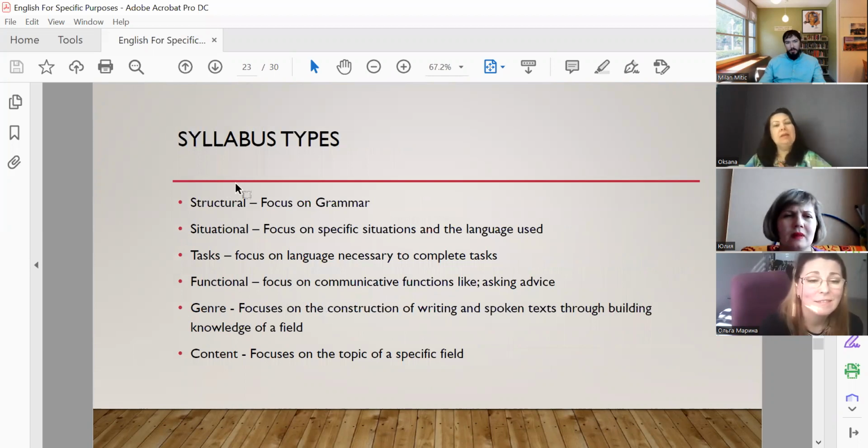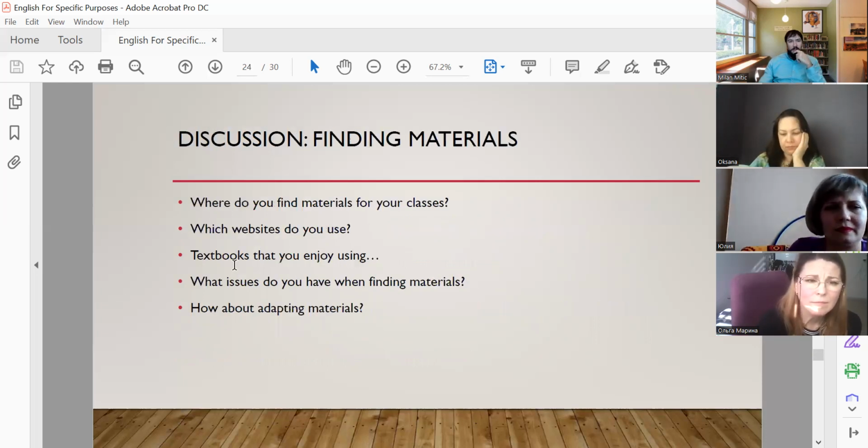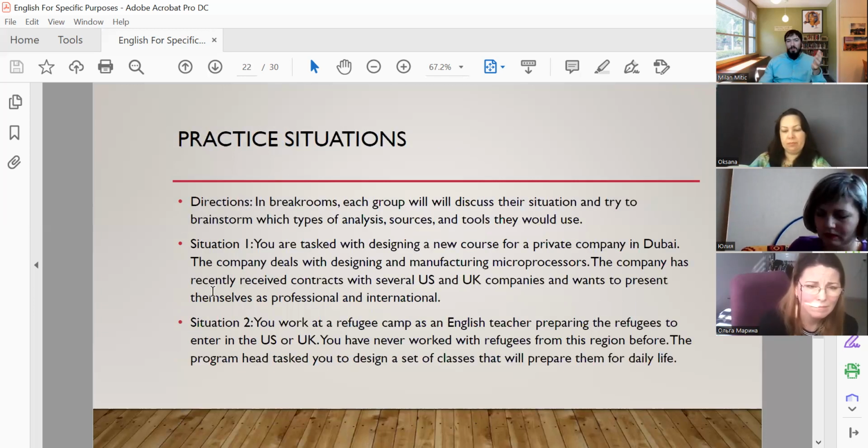So we have syllabus types. The types that focus on grammar, on situations, on tasks, functional, genre, and content syllabuses. So you can choose which one you need for a particular situation. Some syllabuses would work better than others. Then finding materials. Where do you find the materials? Which websites, textbooks? So consider that, think about that. It really depends on your situation. So in your practice situations, do you have any ideas about that?